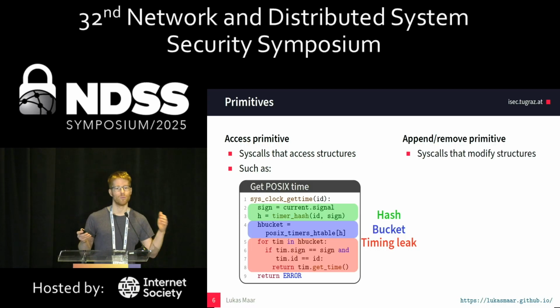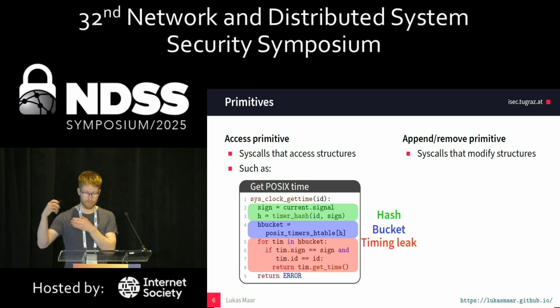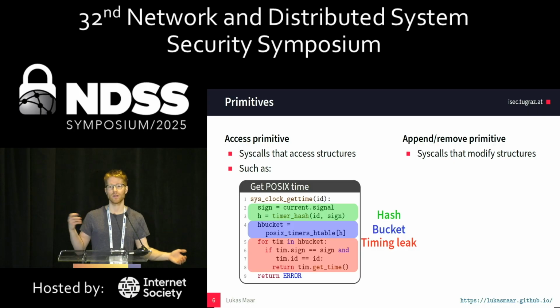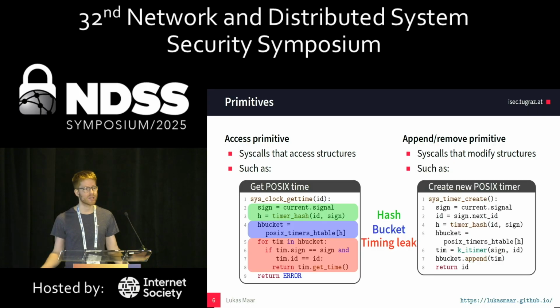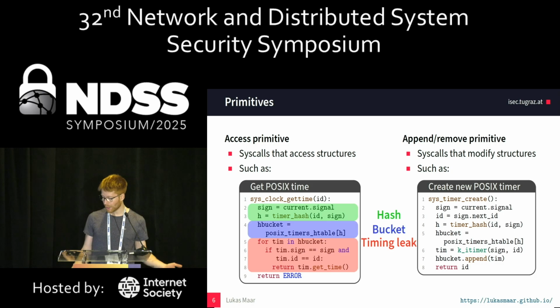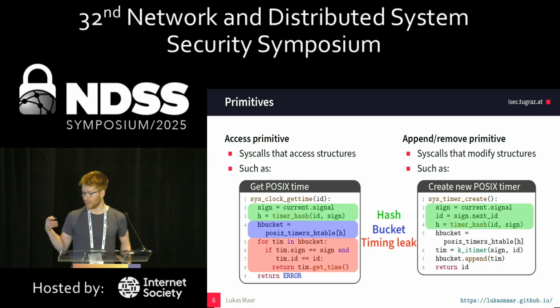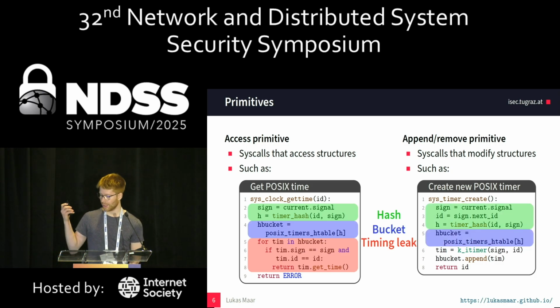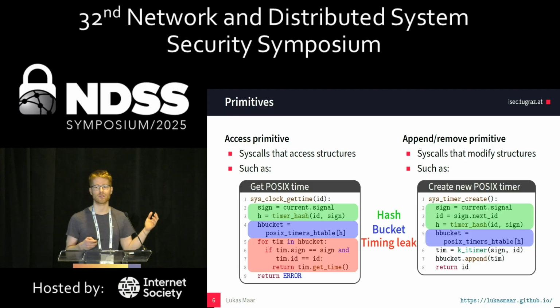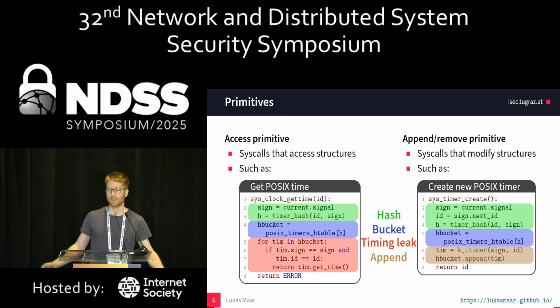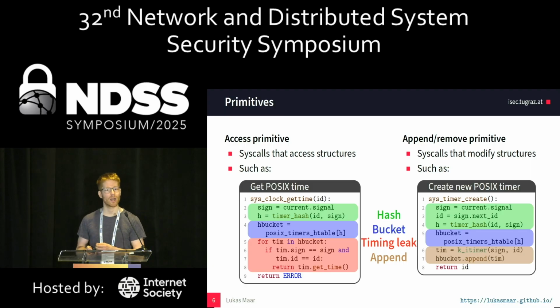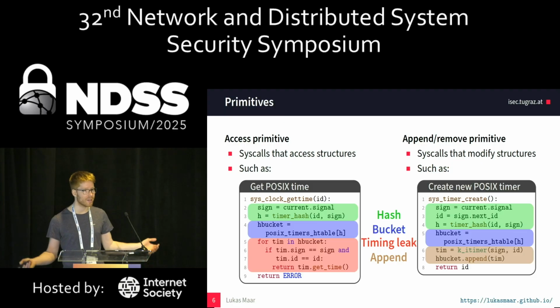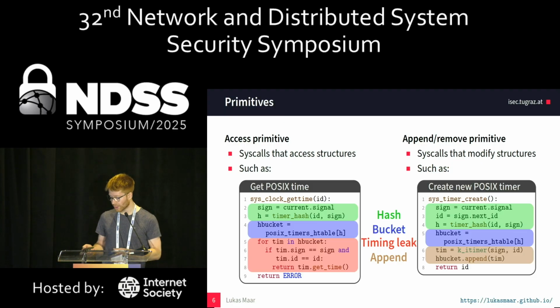Append and remove primitives are syscalls which internally append or remove elements from these hash buckets. One example is creating a new POSIX timer. Again, in the first step, it calculates the hash. In the next step, it obtains a reference of the hash bucket. And in the last step, it appends one new element to this hash bucket. As this slide shows, these primitives are very generic, and they occur a lot of times in the Linux kernel.